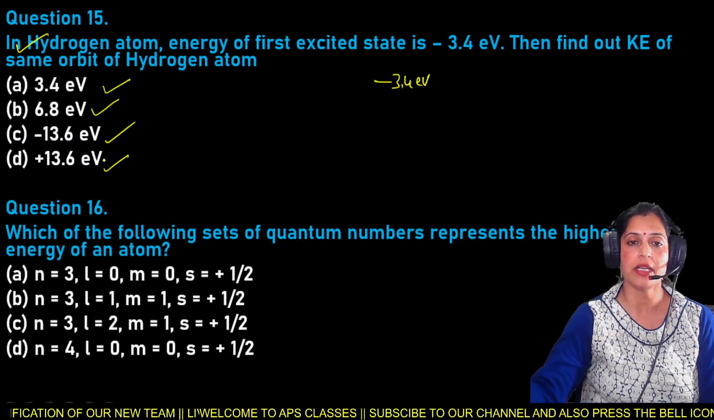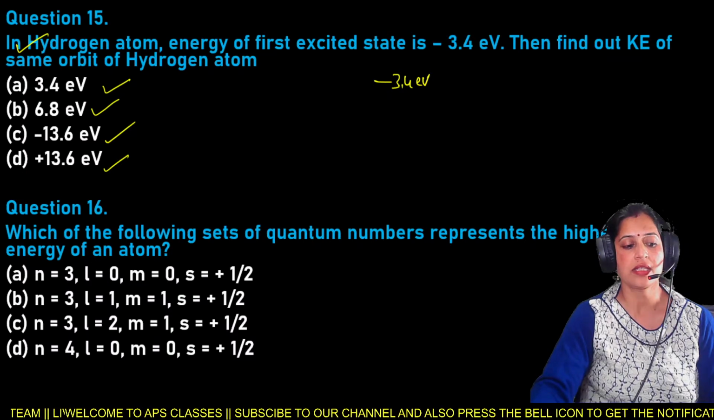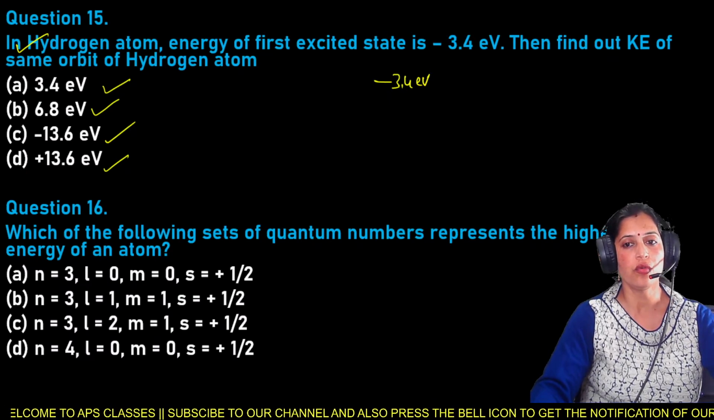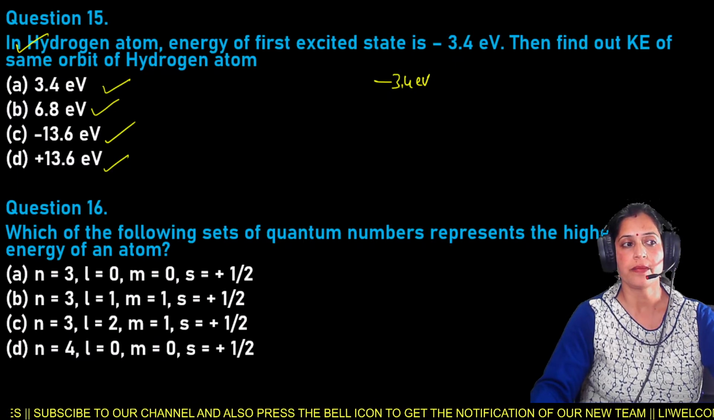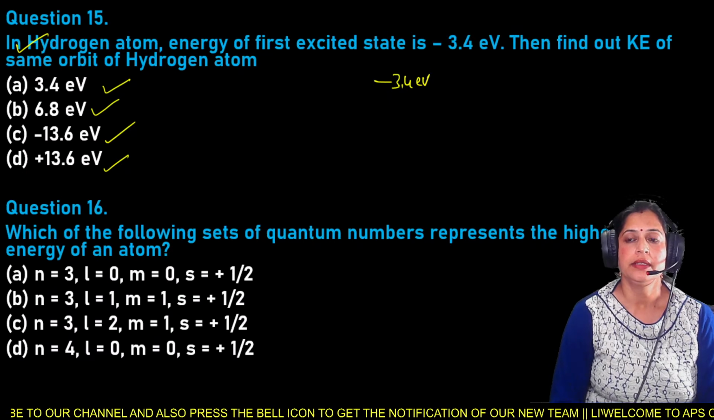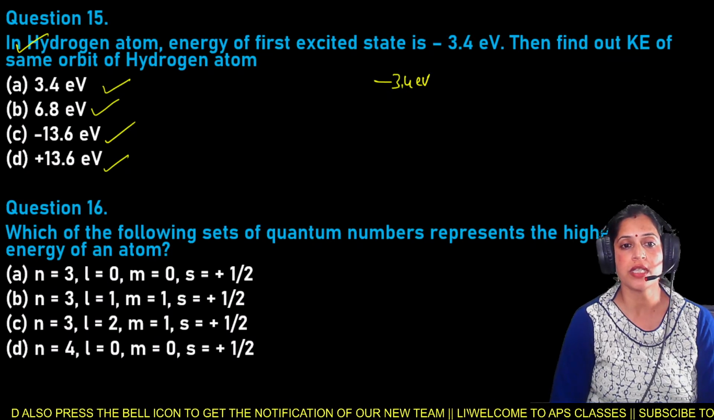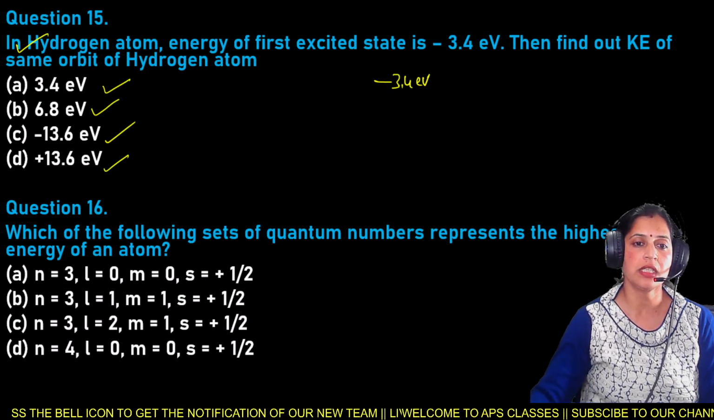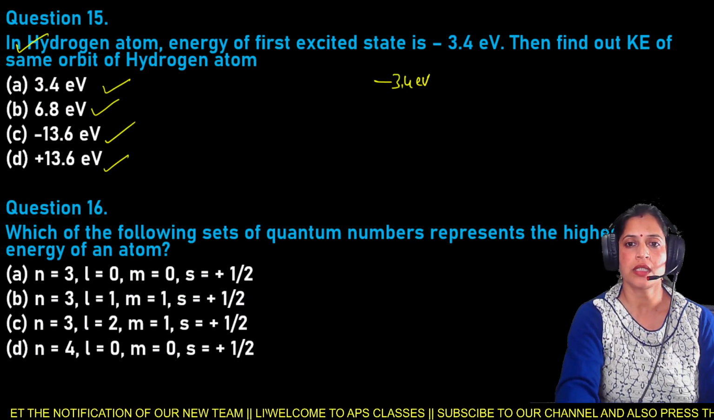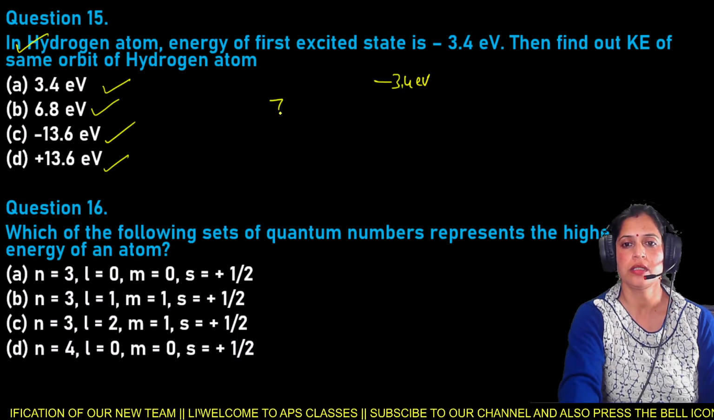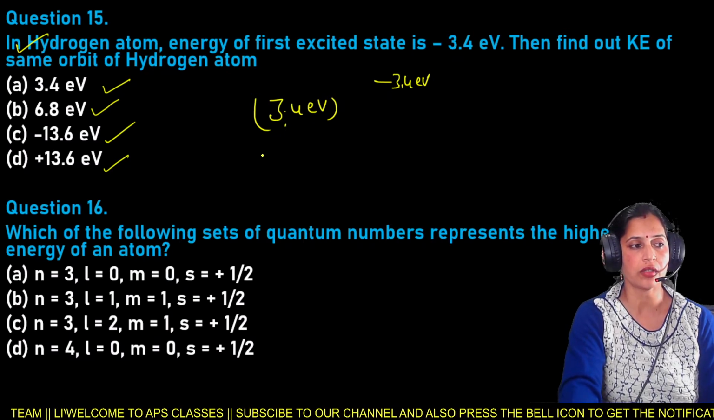So in hydrogen atom, the energy of the first excited state is minus 3.4 electron volt. Then find out the kinetic energy of the same orbit. Options are 3.4 electron volt, 6.8 electron volt, minus 13.6 electron volt, and the last one is plus 13.6 electron volt. So the answer is 3.4 electron volt. This is the right answer.